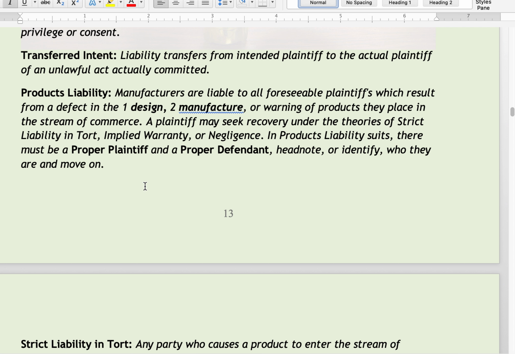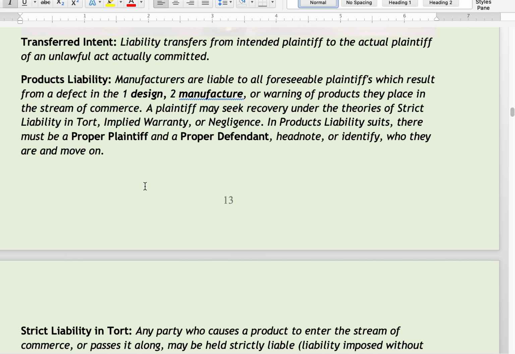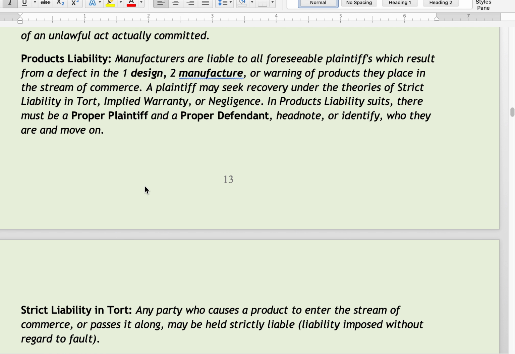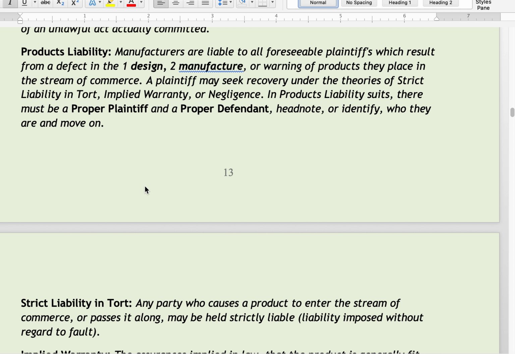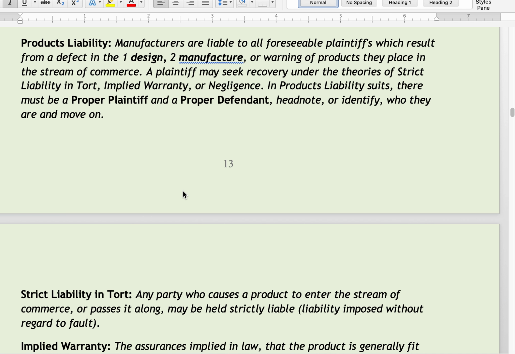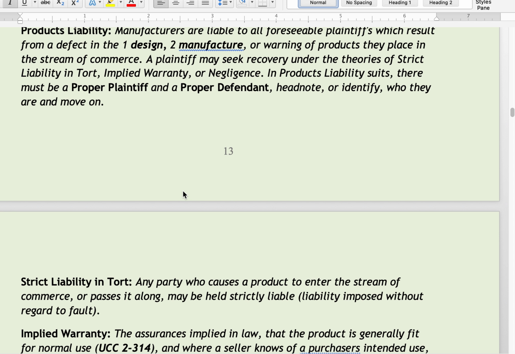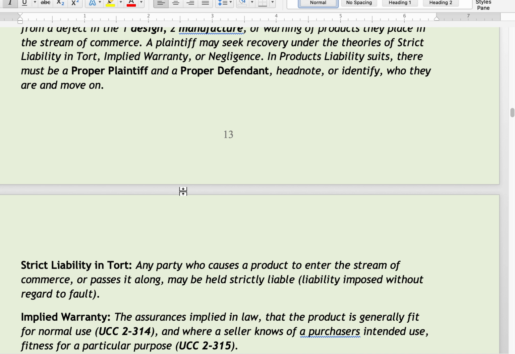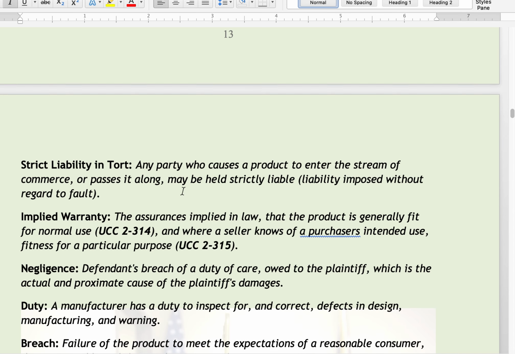Product liability. Manufacturers are liable for all foreseeable plaintiffs which will result from a defect in the design, manufacture, or warning of products they place in the stream of commerce. A plaintiff may seek recovery under the theories of strict liability in tort, implied warranty, or negligence. In products liability suits there must be a proper plaintiff and a proper defendant. Headnote, or identify who they are and move on.